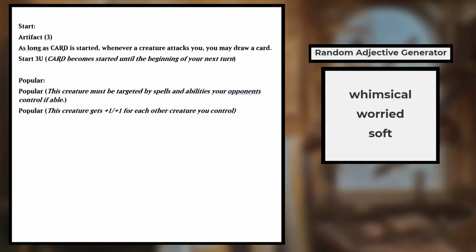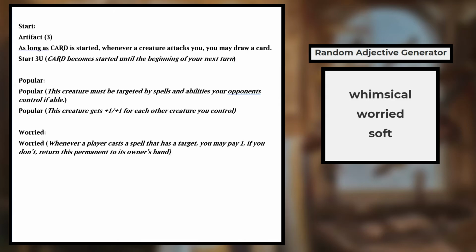So, okay, I have one for worried. Alright, so here's what I have. Worried. When a player casts a spell that has a target, you may pay 1. If you don't, return this permanent to its owner's hand. So, basically, and obviously that pay 1 could be like this.